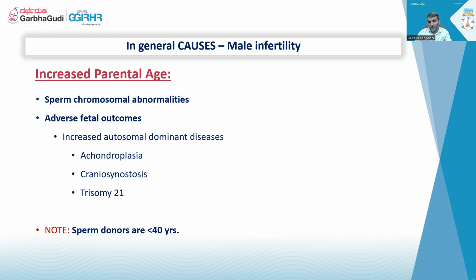So this can be an adverse fetal outcome if we inject the sperm of a male partner who is above 40 years. These are the main problems: trisomy 21, craniostenosis and achondroplasia can happen. So all these problems are more common.